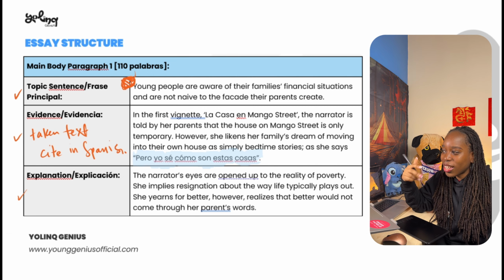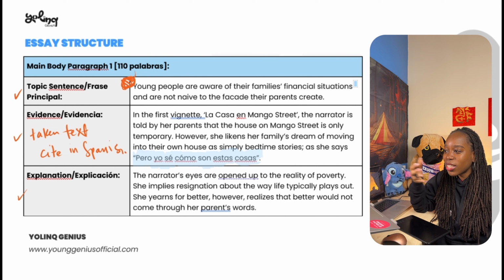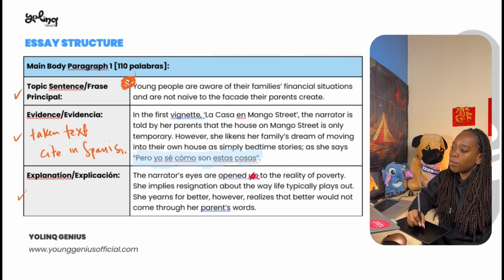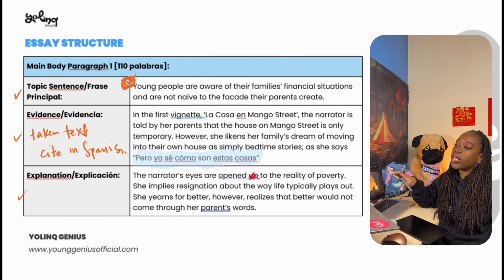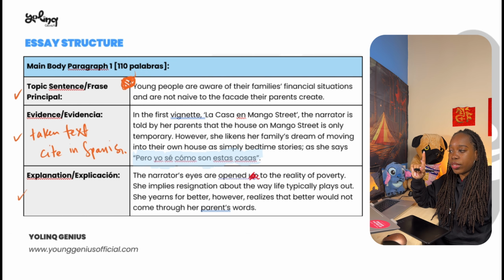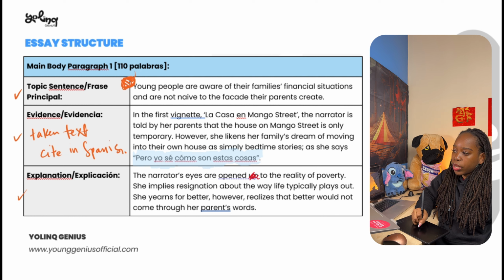So I go ahead to explain that the narrator's eyes are opened. I could say opened instead of opened up. Why? Look at me and my English. Opened to the reality of poverty. Opened up is fine, but for brevity, conciseness, I could have just said open. She implies resignation about the way life typically plays out. She yearns for better, however realizes that better would not come through her parents' words, and this should be parents apostrophe S. Apostrophe. So S then apostrophe, so the other way around.